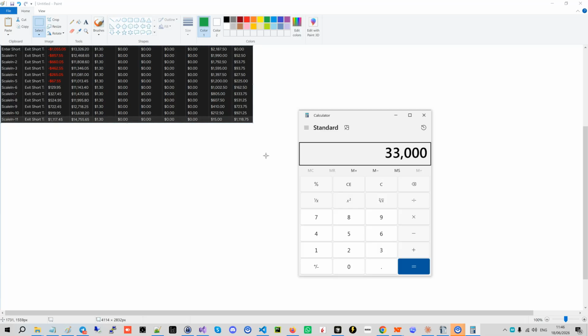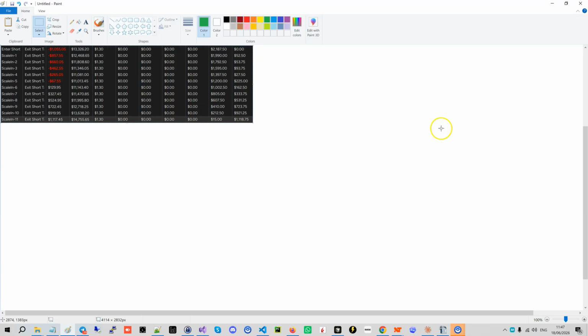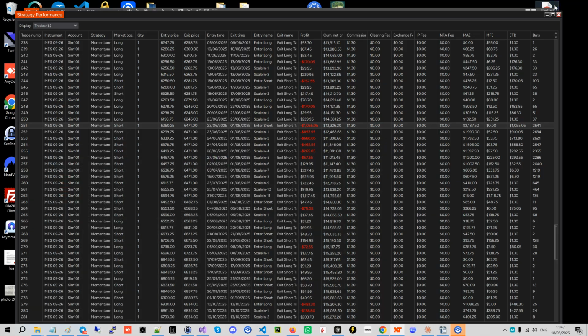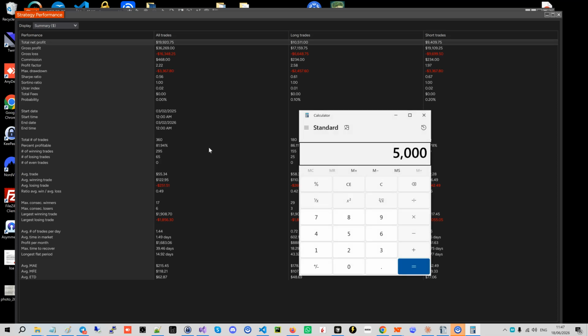So $33,000 maintenance margin plus 14,000 open equity drawdown. So 47. Okay, let's say you put 50K on your account. So for 50K in 1 year, you would have made 20,000, which is, well, 19,000 divided by 50,000. That's 40%. 40% you made.